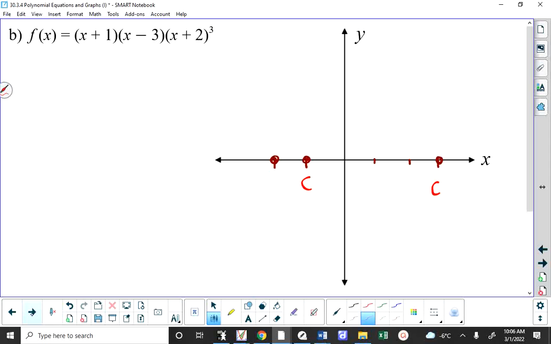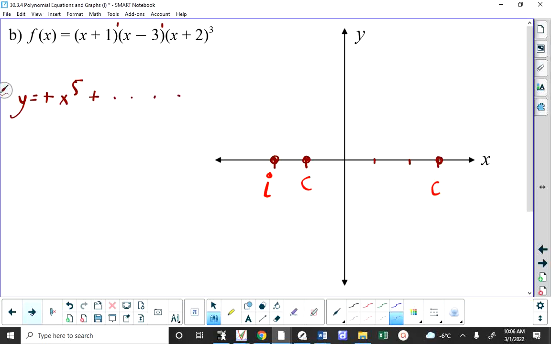You know, I would say the only way you're going to make a mistake here is just not being careful. You have to be organized and careful. The x-intercept of negative 2 is going to be an inflection point because of the multiplicity of 3. If I expand this out, I'm going to get x to the 5, among other stuff, because I will have x times x times x times x times x for the x plus 2 quantity cubed.